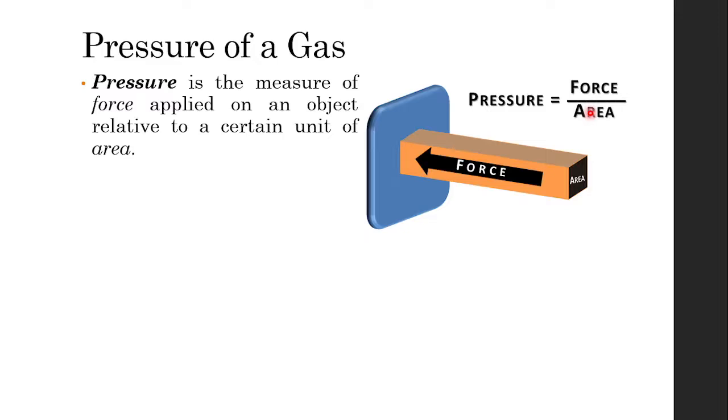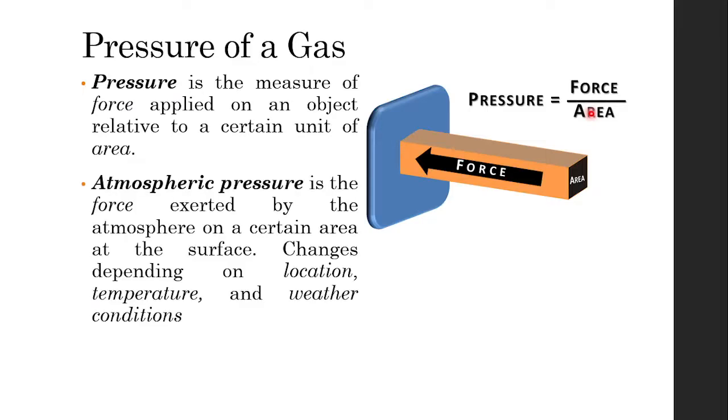When we talk about gas, it's basically the same concept. When we talk about atmospheric pressure, or pressure exerted by the gas, it is the force exerted by the atmosphere. So instead of a piece of wood, we have the atmosphere exerting a force onto a certain area of a surface. And the value of this atmospheric pressure can change depending on the location, temperature, and weather conditions.